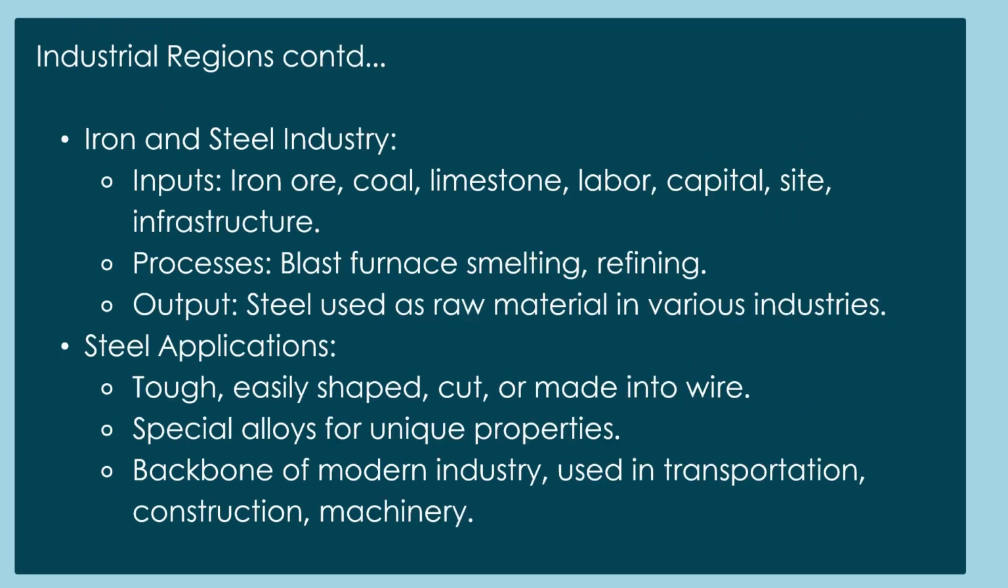For iron and steel industry, inputs are iron ore, coal, limestone, labor, capital, site, and infrastructure. Processes are blast furnace melting and refining. The output is steel used as raw material in various industries. Then steel applications. It is tough, easily shaped, cut or made into wire. Special alloys for unique properties. Backbone of modern industry, used in transportation, construction and machinery.